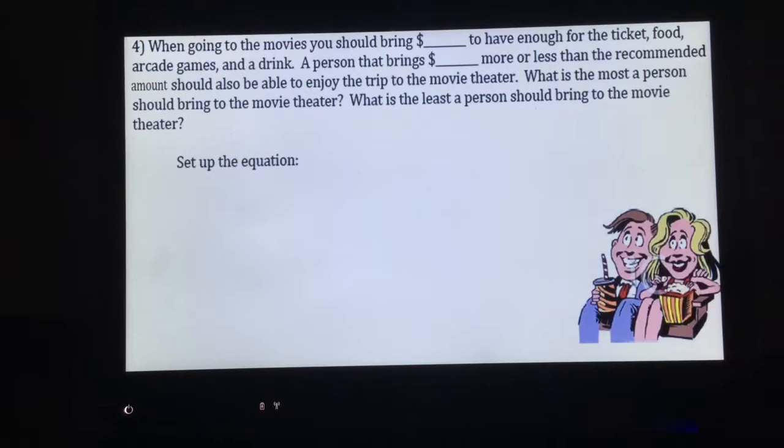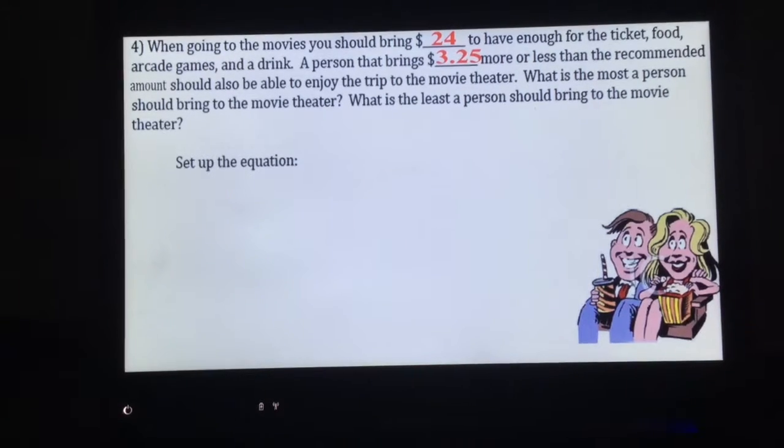All right, guys, so here's number 4. So we have 24 and $3.25. You need to put that in there to be able to do the problem. So let me read this for you so that you guys can try this problem on your own.